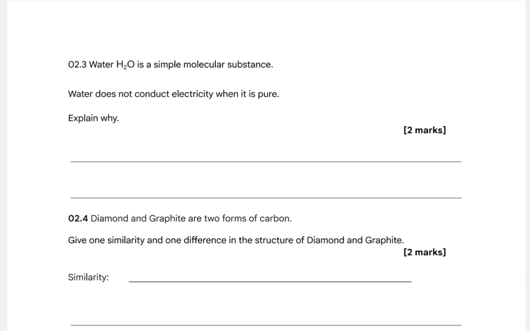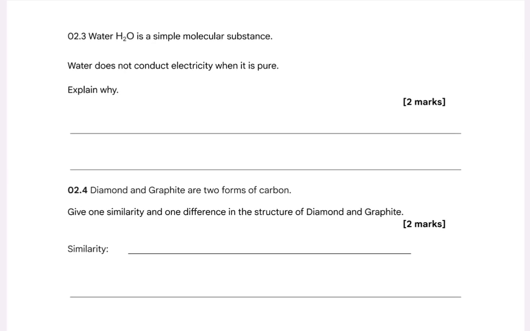So ionic in question 2.2 with sodium chloride, but now we're going into a water question whereby we have a molecule, and this one is asking us why water does not conduct electricity. So electricity is conducted via either the movement of ions or by delocalized electrons. So you need either an ionic substance to be either molten or in solution, or you need a metal with delocalized electrons, or the exception being graphite, obviously. So water is none of those.